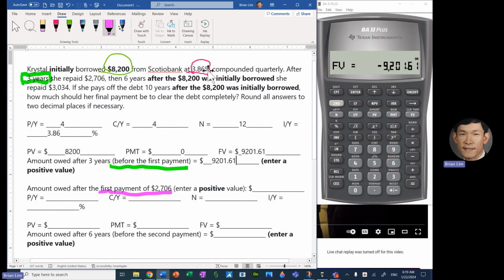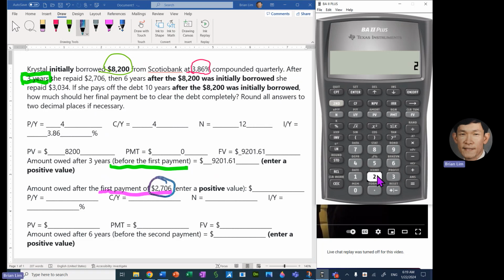So to get that number, I have to take this future value. I make it positive by clicking on plus minus. Then I subtract this 2,706 right here. Okay, this number right here. So I subtract 2,706, and that's equal to 6,495.61. Now that is the number that will go in here for the next present value right down here.